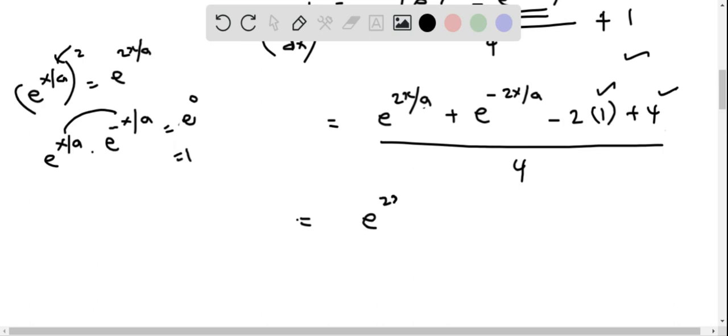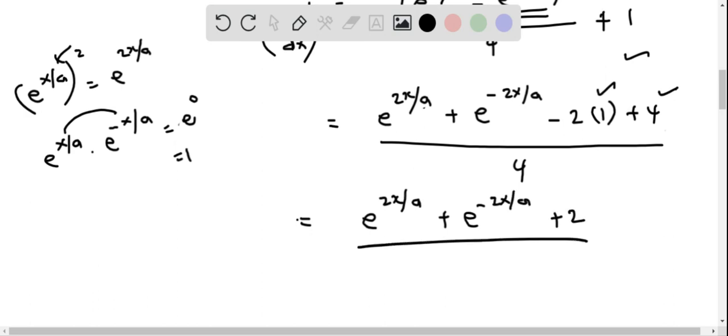So therefore this becomes e raised to the power of 2x over a plus e raised to the power of negative 2x over a plus 2, divided by 2. In fact, I'm sorry, this is divided by 4. So we write down 4 here.